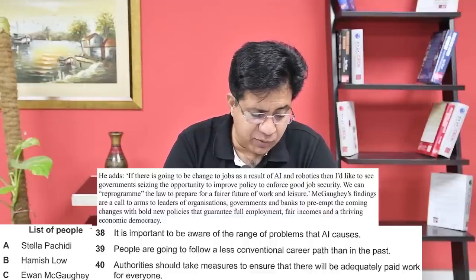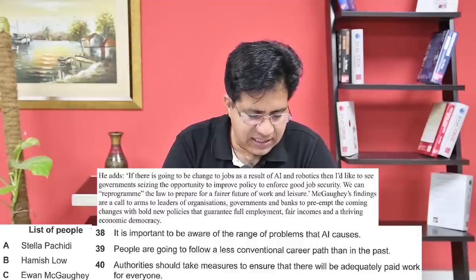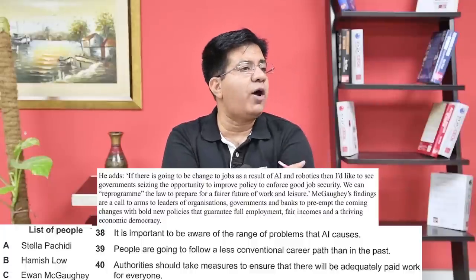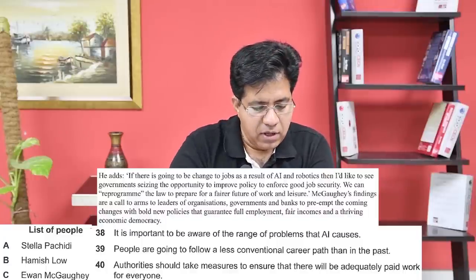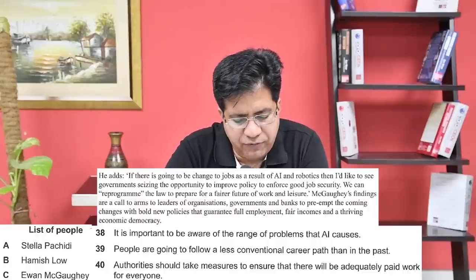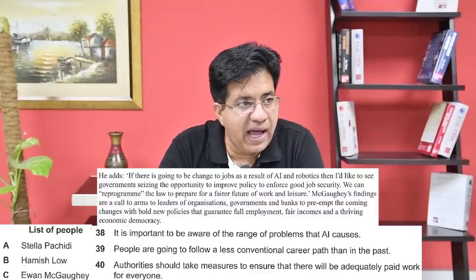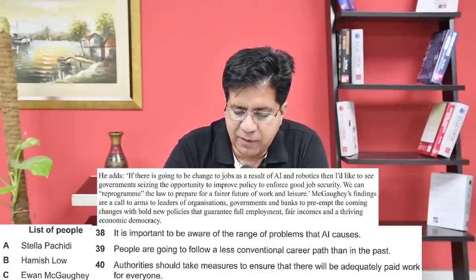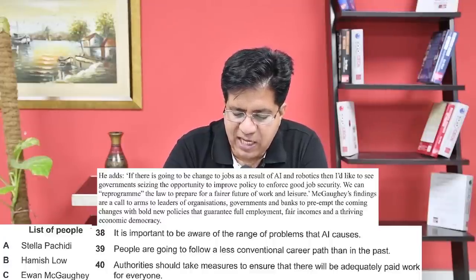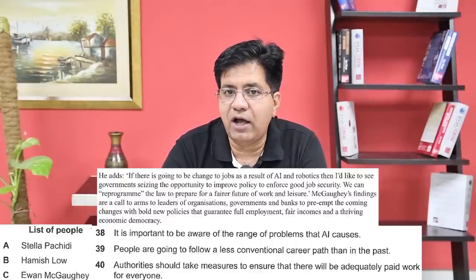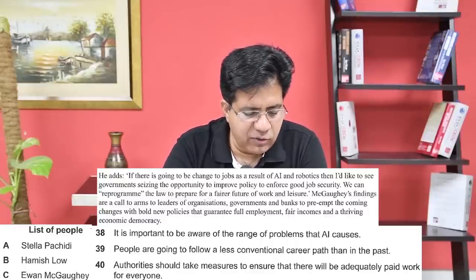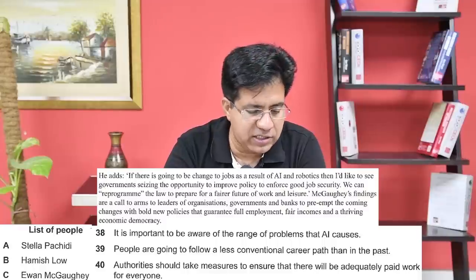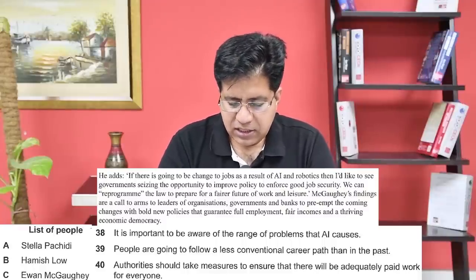All right, let's see. Please come to the next one. He adds, if there is going to be change to jobs as a result of AI and robotics, then I'd like to see governments seizing the opportunities to improve policy to enforce good job security. Government means authority. So this is said by Evan McGaughey. So this is question number 40: Authorities should take measures to ensure that there will be adequately paid work for everyone. And this is in the second last paragraph. Read it once more. He adds, if there is going to be change to jobs as a result of AI and robotics, then I'd like to see government. Government means authorities. So for question number 40, the answer is C.